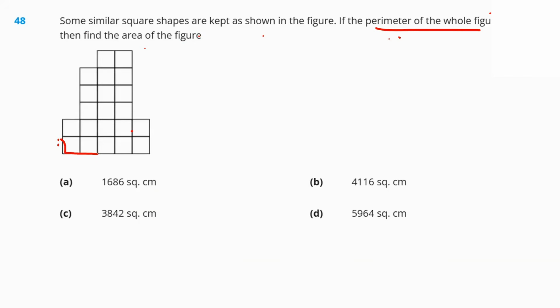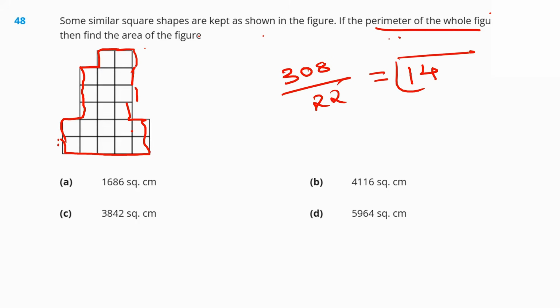1, 2, 3, 4, 5, 6, 7, 8, 9, 10, 11, 12, 13, 14, 15, 16, 17, 18, 19, 20, 21, 22. If 308 is divided into 22 equal parts, how much would it become? 14. That means one side is 14. If one side is 14, that means what's the area of one square? 14 into 14, that's 196 centimeters square.